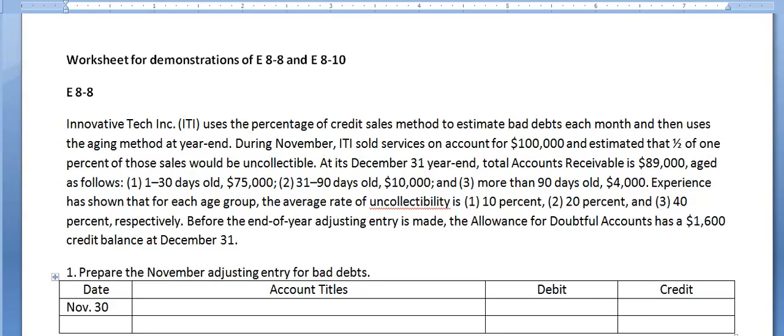I'm going to be demonstrating problem E8-8, which can be found on page 362 in your text. It can also be found in the Chapter 8 practice problems in Connect. It's the first problem demonstrated.